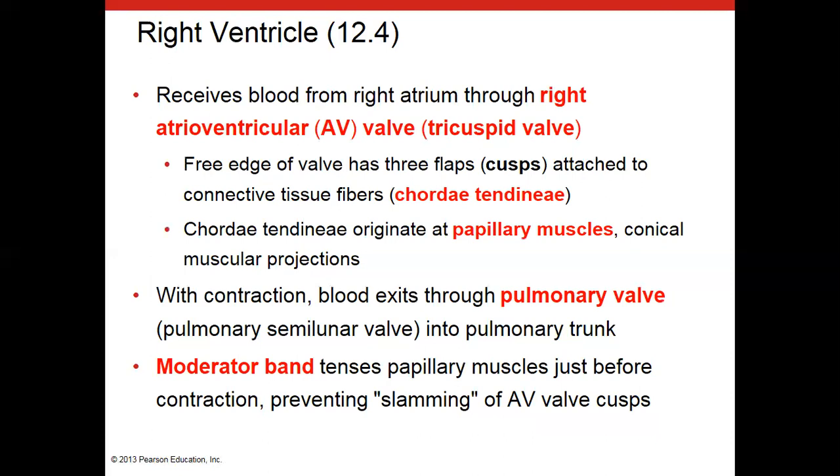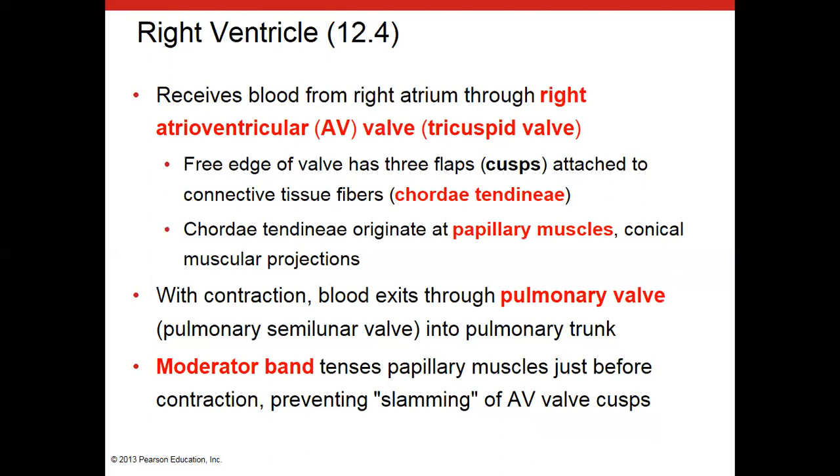Those chordae tendineae originate in the ventricles at papillary muscles. A papilla is like a bump or a little tiny mountain. So those papillary muscles are little bumps, papillae, in the ventricles that attach and anchor chordae tendineae into place. And all of that holds the valve in place and prevents it from flapping back up into the atria.